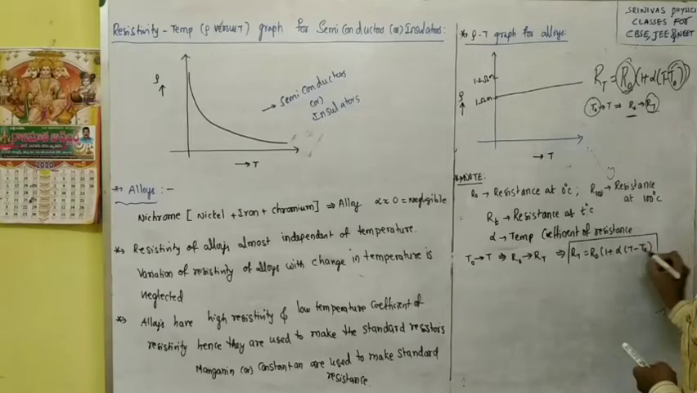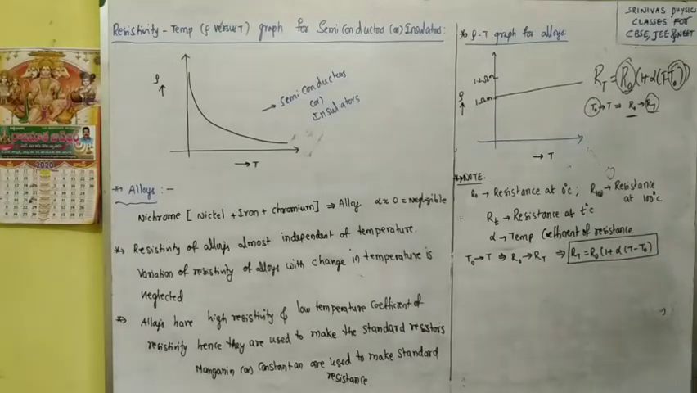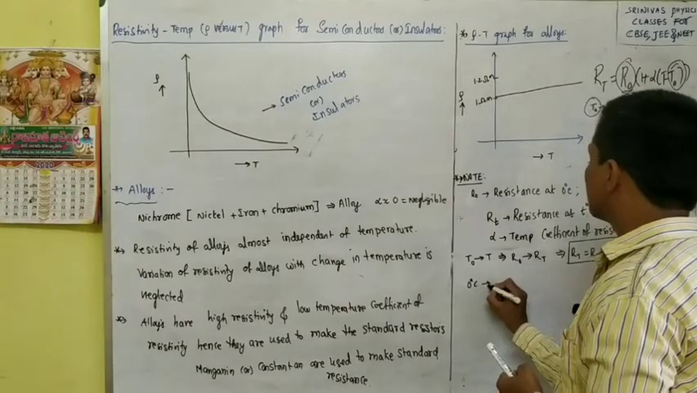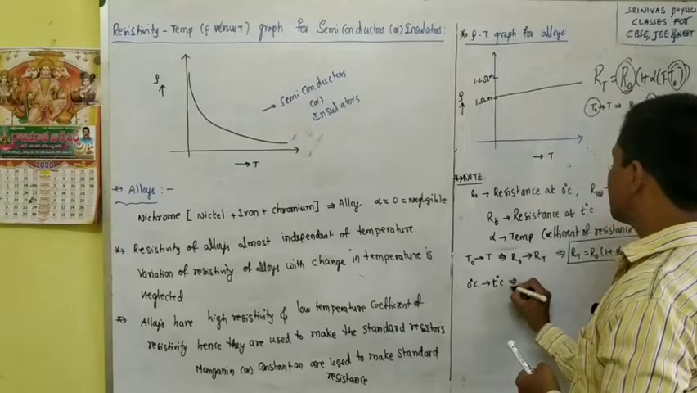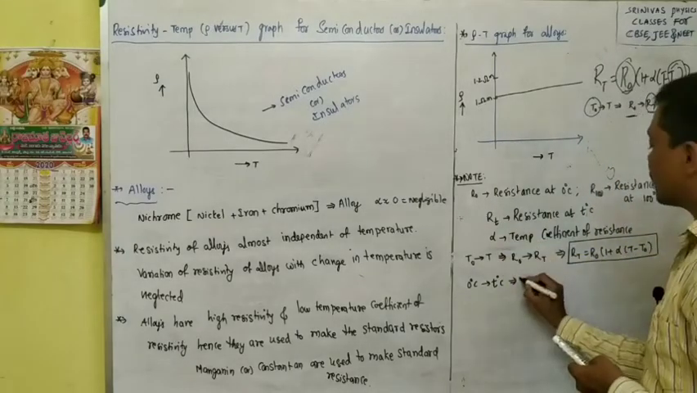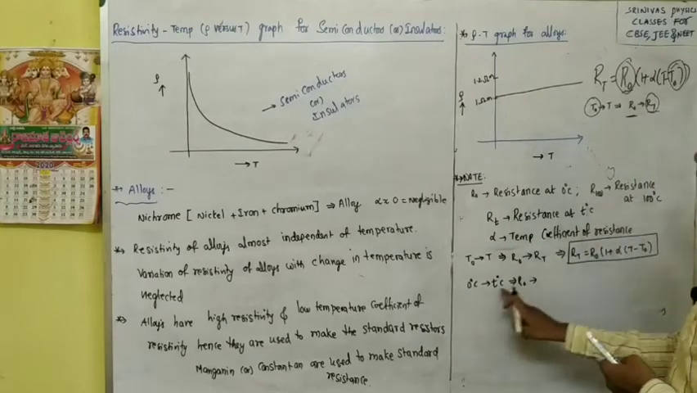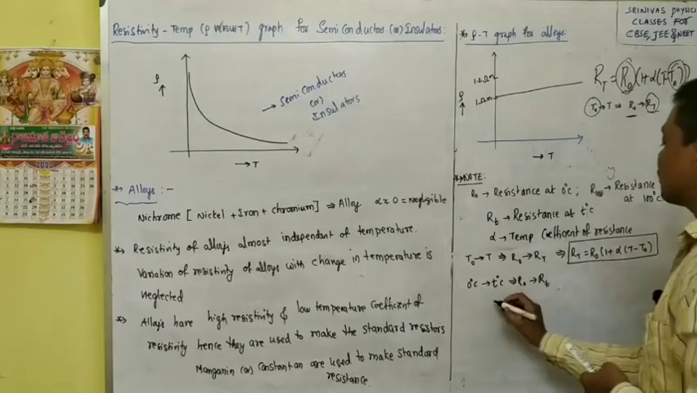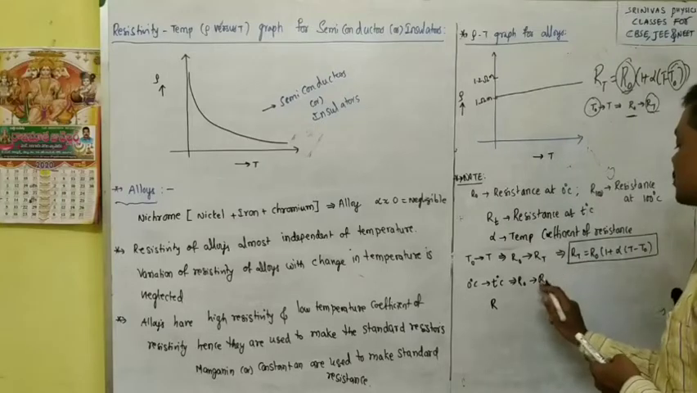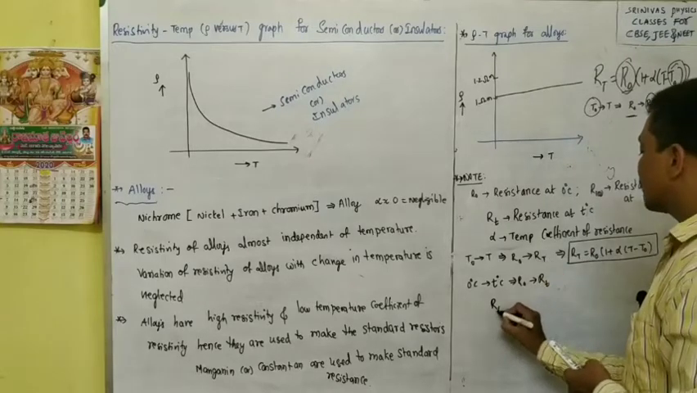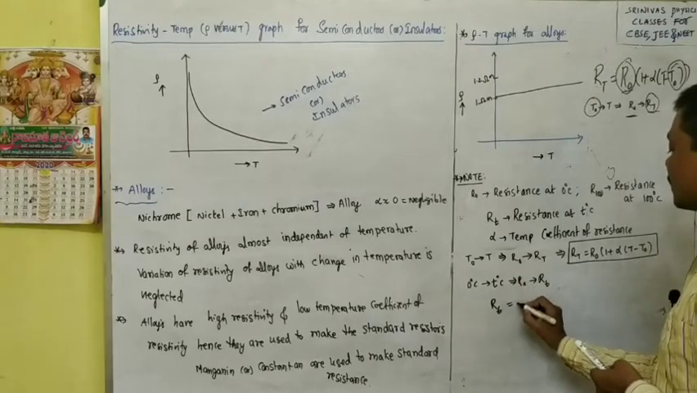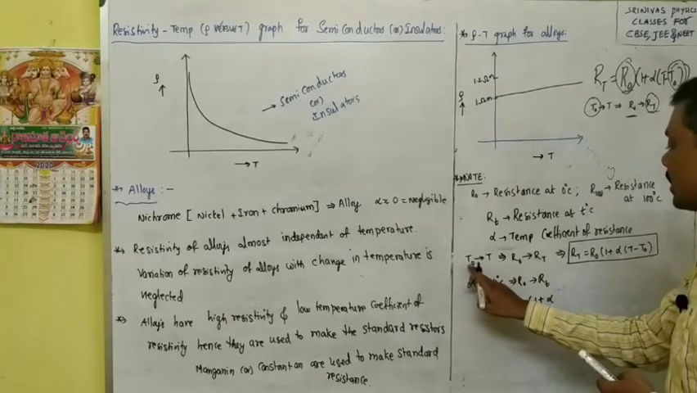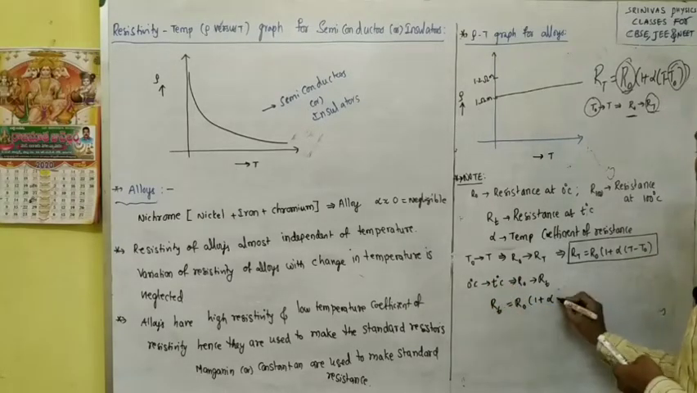This is the equation we already know, previously we derived. And here the temperature is changing from 0 degree Celsius to t degree Celsius. The resistance at 0 degree Celsius is R0, and resistance at t degree Celsius is Rt. Then we write the formula as Rt equals R0 into 1 plus alpha into T minus T0. Here the change in temperature is small t minus 0.